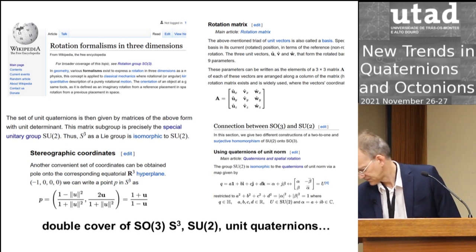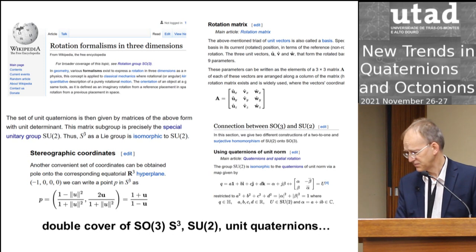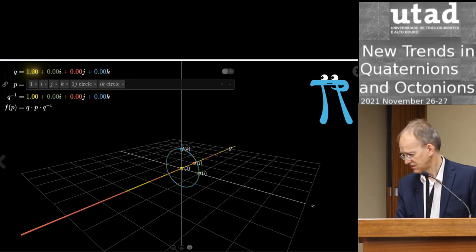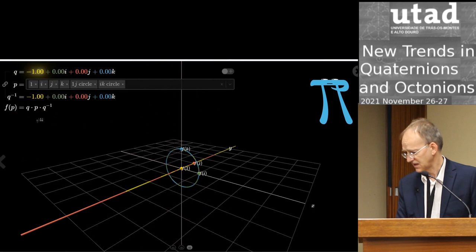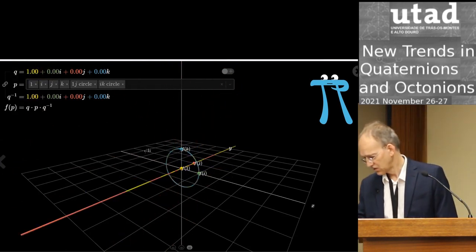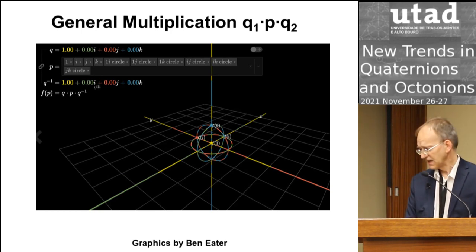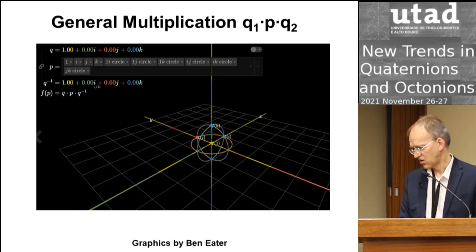I should mention the double cover, because you have two possibilities to realize that state, and I think it's at the very end here. If I go to -1, -1, it's the same thing as +1, +1. So for each rotation in three-dimensional space, we have two elements of the quaternions. And now I'm realizing the general multiplication, however, without these two numbers being the conjugate of each other.